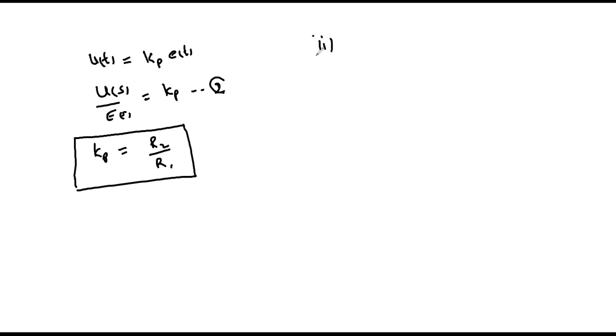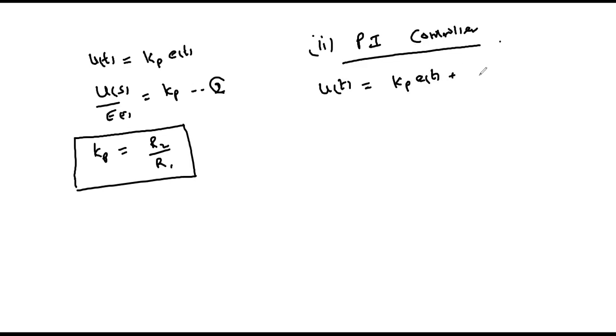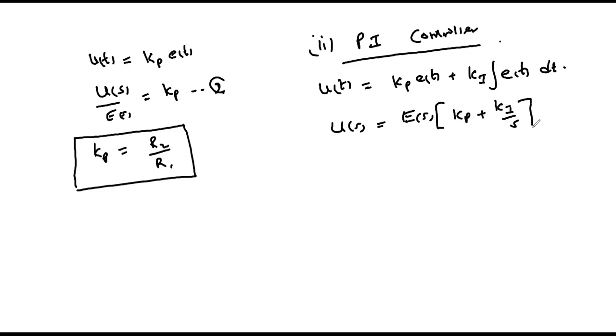The second one is the PI controller. The PI controller, or the proportional plus integral controller, is defined by U of t is equal to Kp e of t plus Ki, the integral of e of t dt, from which in Laplace form, U of S will be equal to E of S into Kp plus Ki over S. And our controller is defined by U of S over E of S is equal to Kp plus Ki over S. We call this equation 3.